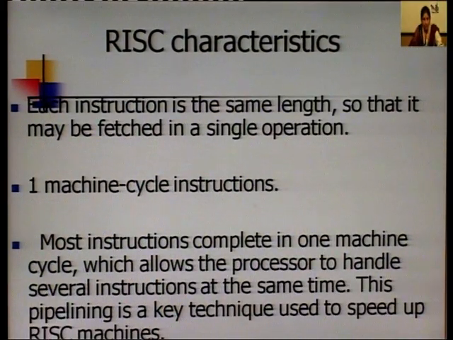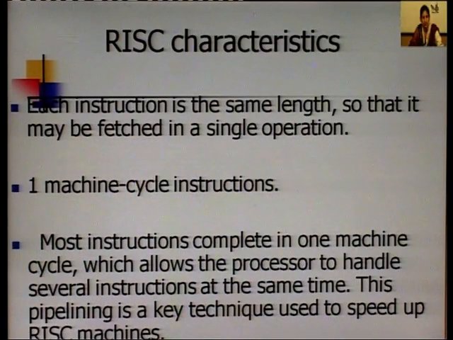There are some more characteristics of RISC. Each instruction is the same length, so that it may be fetched in a single operation. So if the instructions have the same length, the same number of bits, these instructions can be fetched in a single cycle, because all the requirements and the variables are the same for the operations.